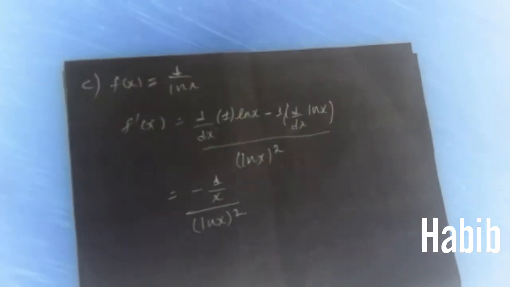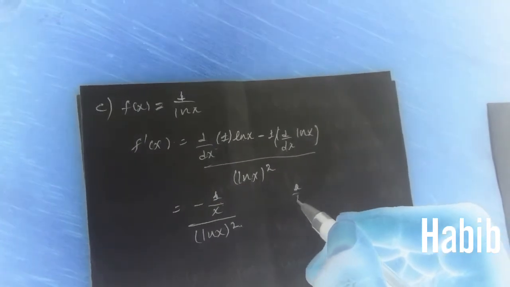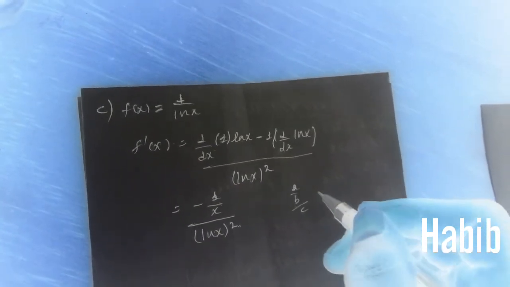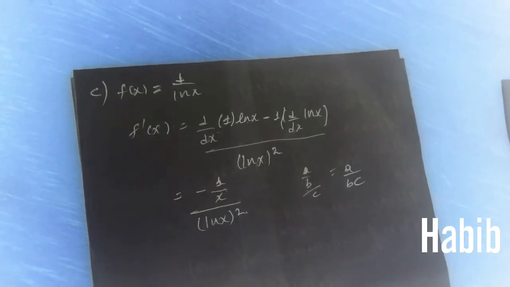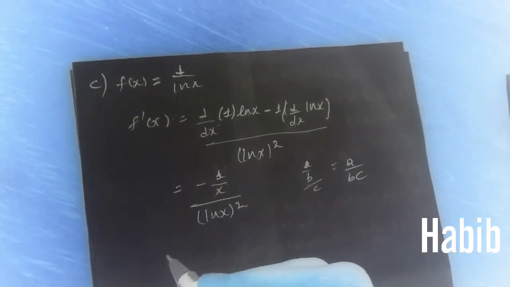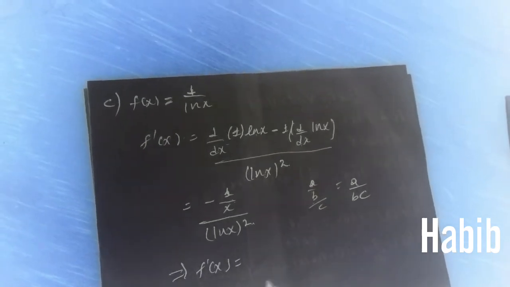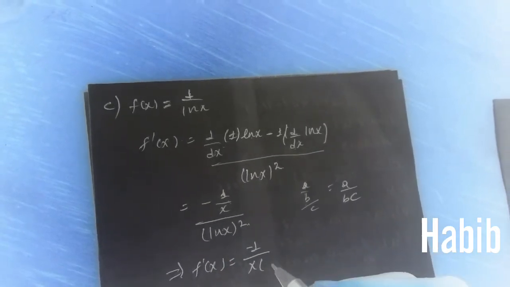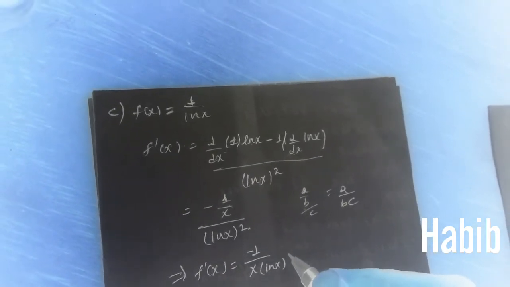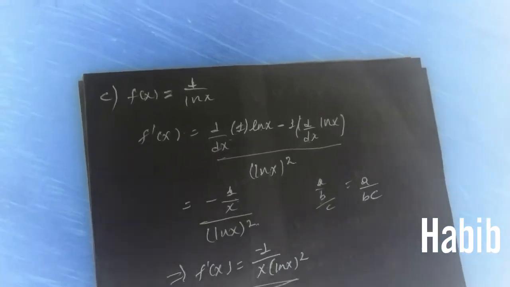As you remember, in the division rule or quotient rule, a over b the whole over c means a over bc. We can rewrite this in such form: minus 1 over x times ln x the whole square. This is the derivative function.